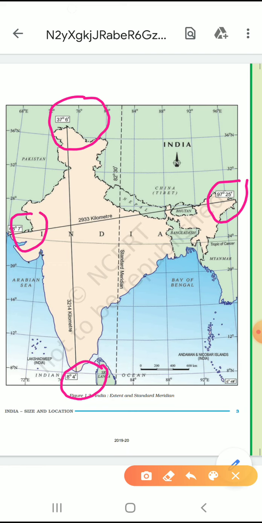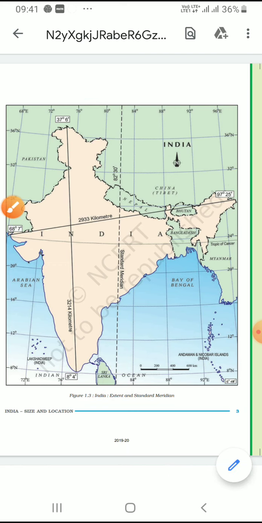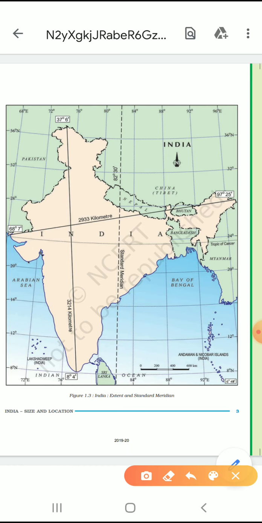minutes. Understood? Now from the middle of our country passes a line which is known as the Tropic of Cancer. This line, which I have shown in pink, is called the Tropic of Cancer and it divides our country into two equal parts, that is the northern part and the southern part. Understood?